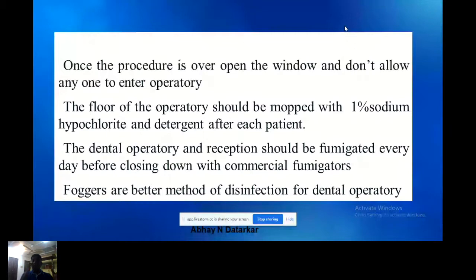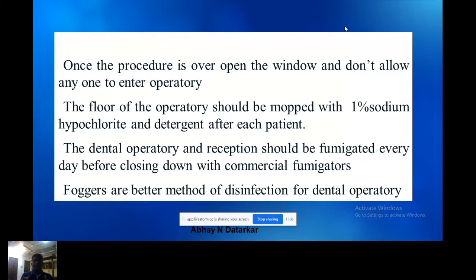There are multiple guidelines given by the American Dental Association, where they say you should treat patients in negative-pressure operatories. But that may not be possible in some dental operatories. So let us let the aerosol settle down, and after 15 to 20 minutes, you ask your assistant to prepare the operatory for the next patient. The floor should be very nicely cleaned with sodium hypochlorite and detergent. The dental operatory and the reception should be fumigated every day, before you close.